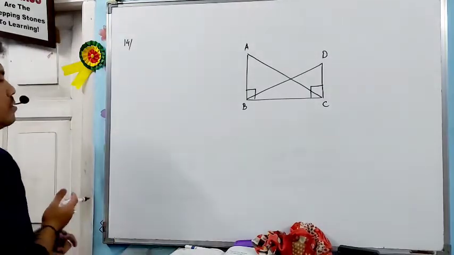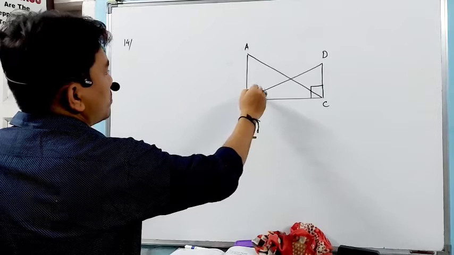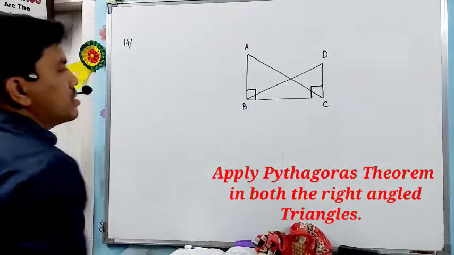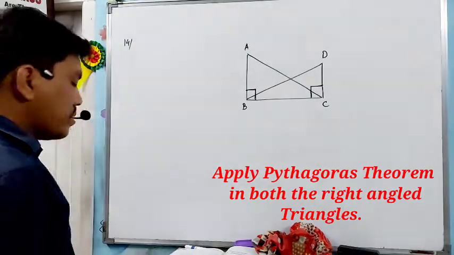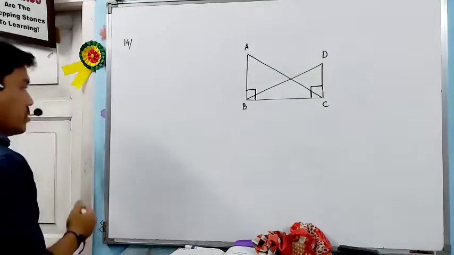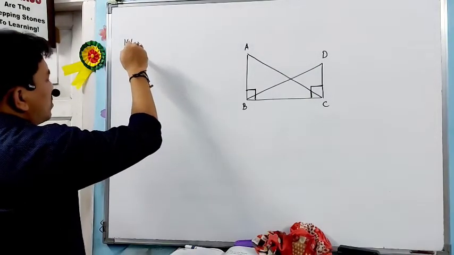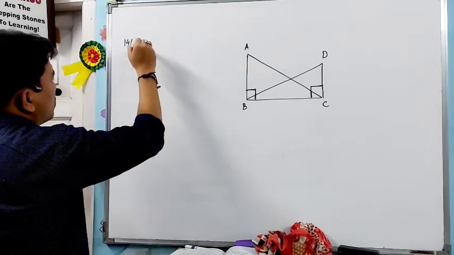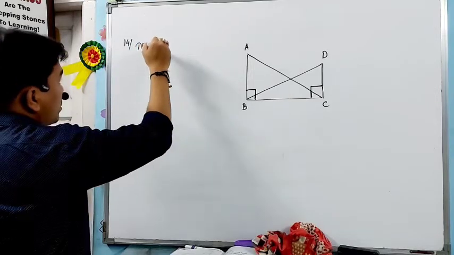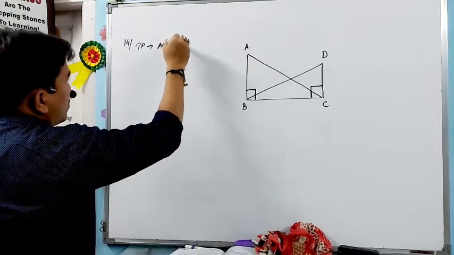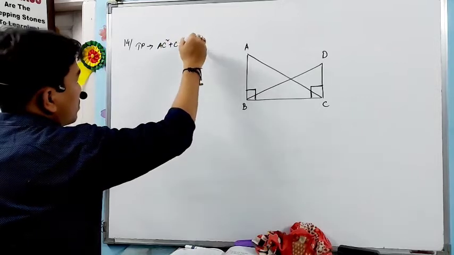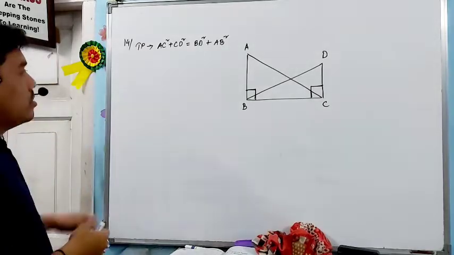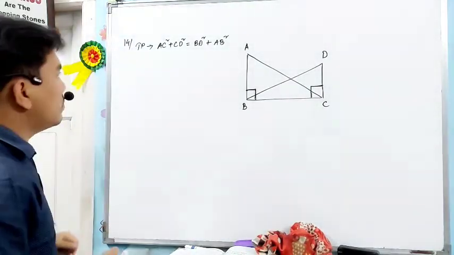Since these two angles are 90 degrees, we can say that triangle ABC and triangle BDC are right angled. So we will apply Pythagoras theorem in both. Simply write what we have to prove: AC square plus CD square equal to BD square plus AB square. In your copy you write in full form. I am just writing the short form.